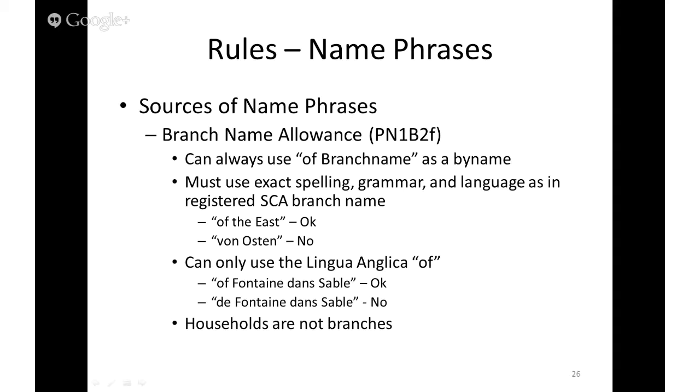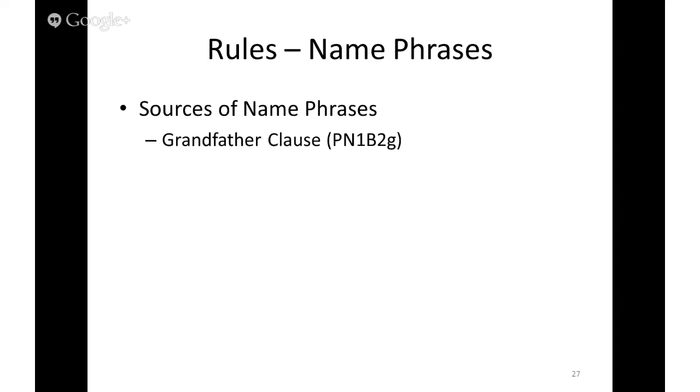And an important note, households are not branches. So you cannot use a household name under the branch name allowance. So you can't be of the Great Dark Horde unless you can document Great Dark Horde, which is going to be tough.